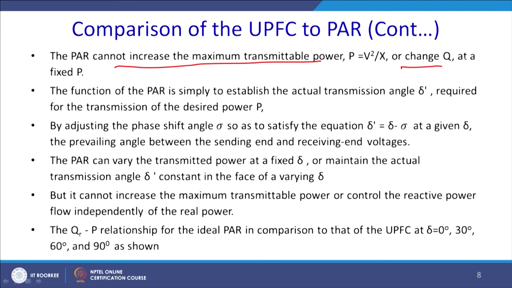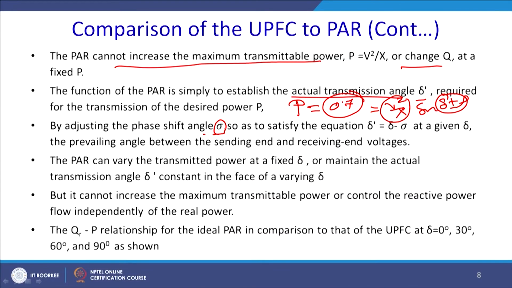The function of the PAR is simply to establish the actual transmission line angle delta required for transmission of the desired power. Let us say P is required to be 0.7, and you have V square by x as 1 times sin delta, and this delta can be anything when you can add a rho or sigma to it. So you have a wide range of power flow, and almost independent of delta, you can set your desired value of the power. That is what it is saying.